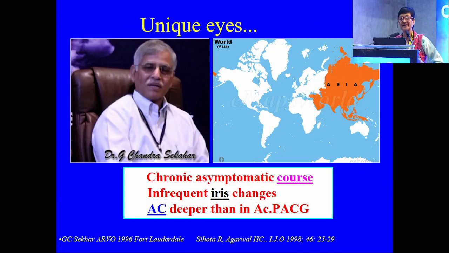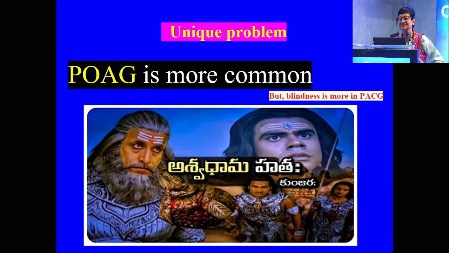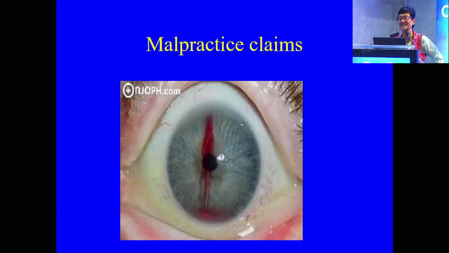We also forget that we have unique eyes. We always say that POAG is more common, and we forget that blindness is more common with PACG. Many of the malpractice claims are related to YAG iridotomy also.